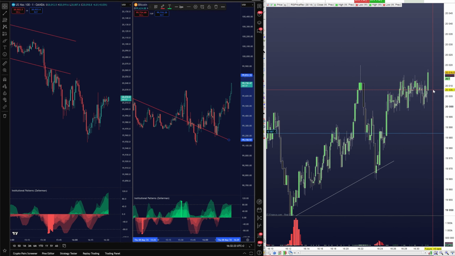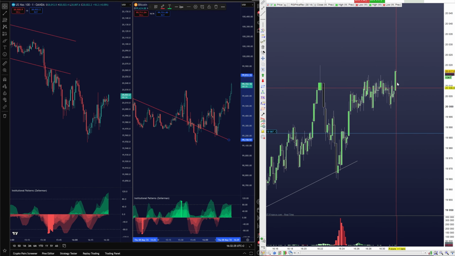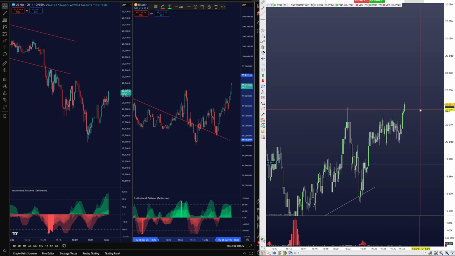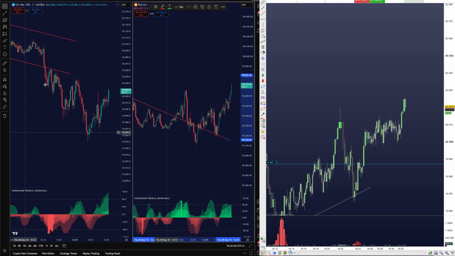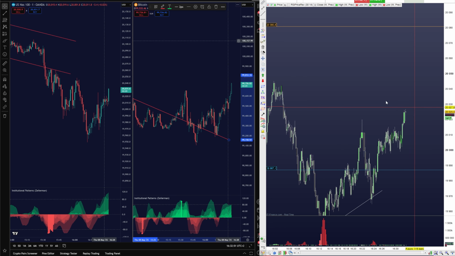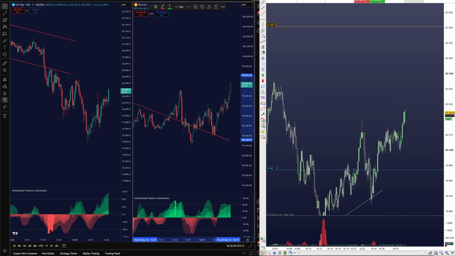All right, there we go. Much happening right now. Let's see if we can get that move we are looking for. I really want to see a flush and just some nice big bold candles going upwards. There we go. Nice. So now let's see if we can sustain the momentum.